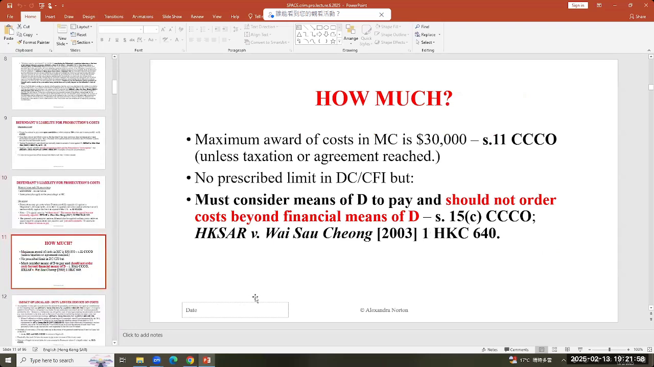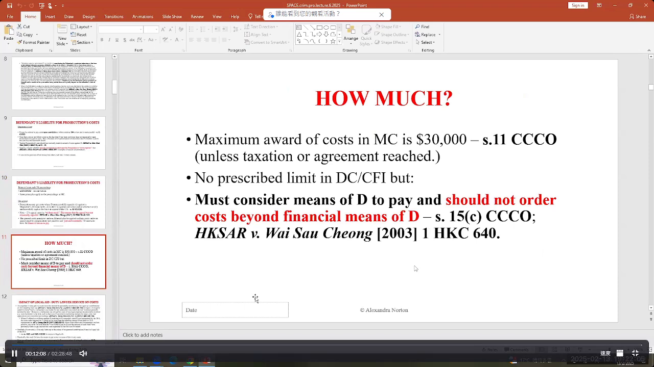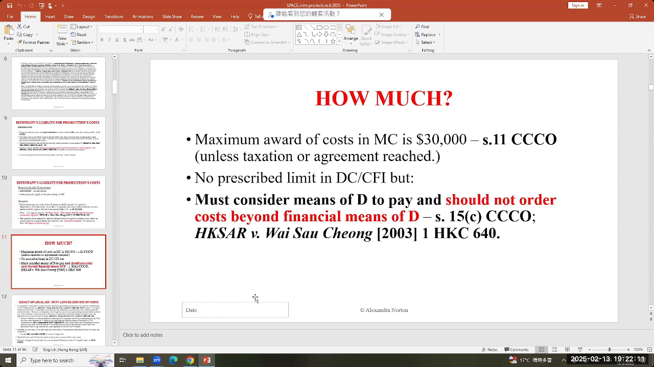How much could the defendant be ordered to pay? In the MC, the maximum is $30,000. There isn't any limit in district court and CFI or CA proceedings, but it's really important that the court consider the financial means of the defendant. That's the case of Y. Sao Chen. So costs should never be imposed against a defendant who doesn't have the means to afford the cost order, right? So you have to take instructions from your client on his financial situation in order to be able to resist an application from the prosecution for costs.